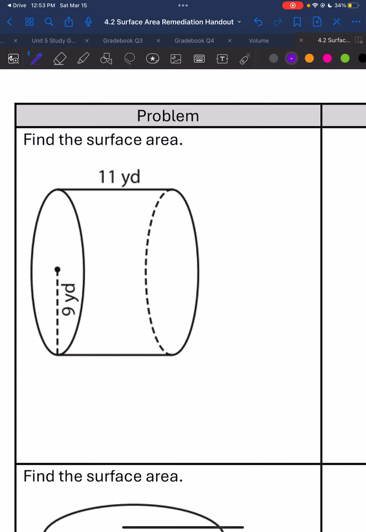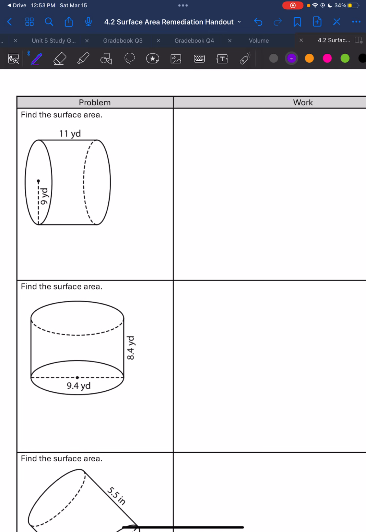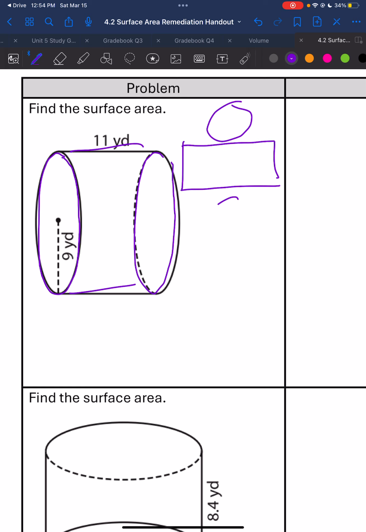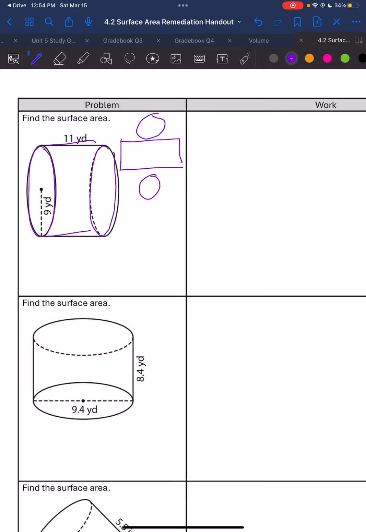So, when we're finding surface area of cylinders, we're also going to do it the same way as we did the other 2, except they're different shapes. So, I know I need to find the top, the bottom, and then the middle. And drawing a net can help you find the area of a cylinder, because they're a little bit different. So, first I'm going to start with my top.